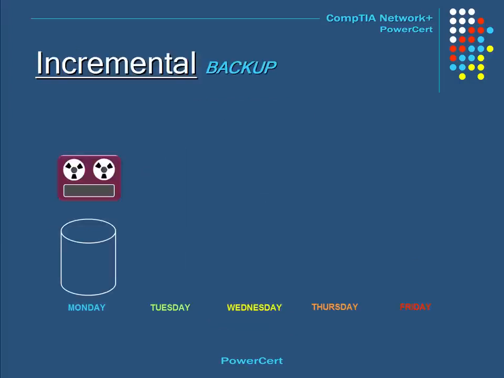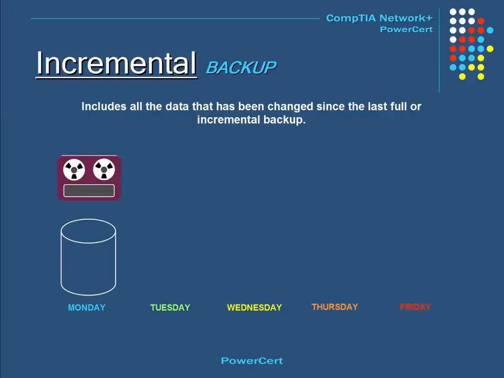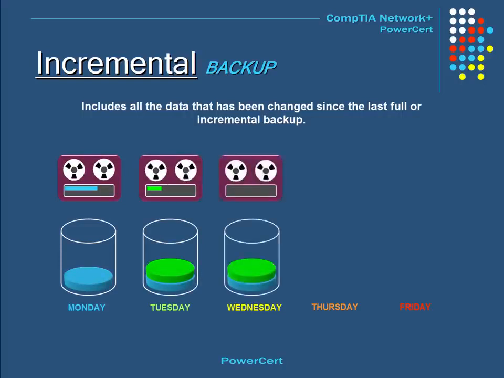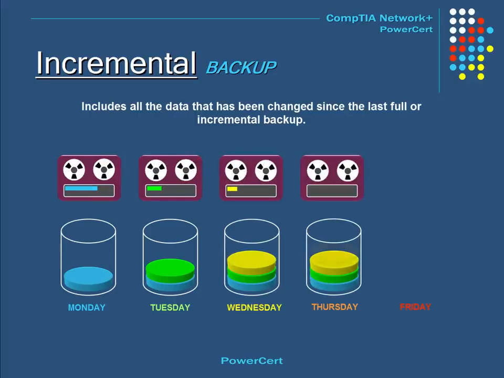Now in an incremental backup, the only data that is backed up is the data that has been changed since the last full or incremental backup. So for example, let's say you have a company that does a full backup on a weekend and does incremental backups Monday through Friday. The only data that is copied to tape is the data that has been changed since the last incremental backup, which is each weekday. So Monday will only copy Monday's data, Tuesday will only copy Tuesday's data, and Wednesday will only copy Wednesday's data, and so on.